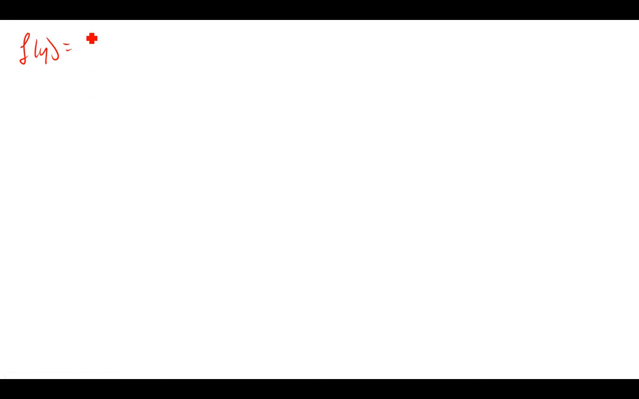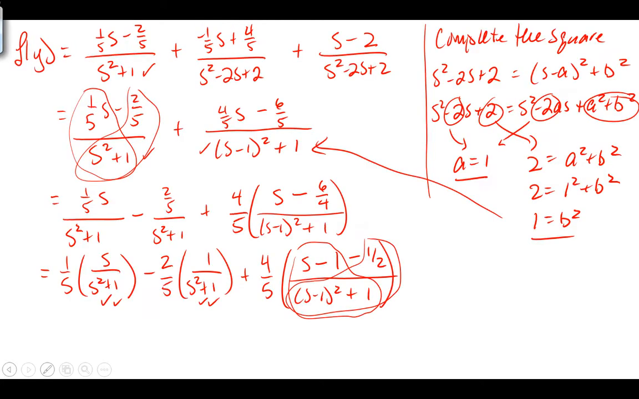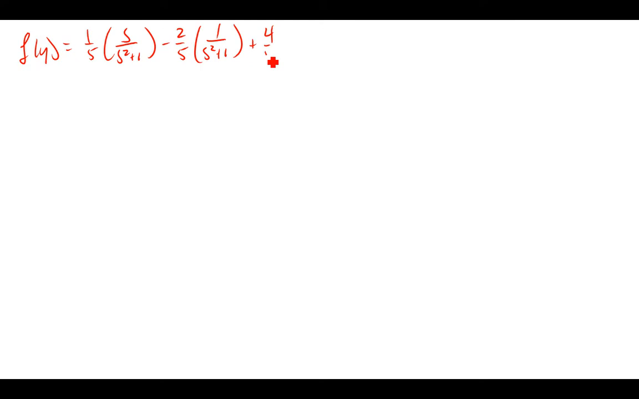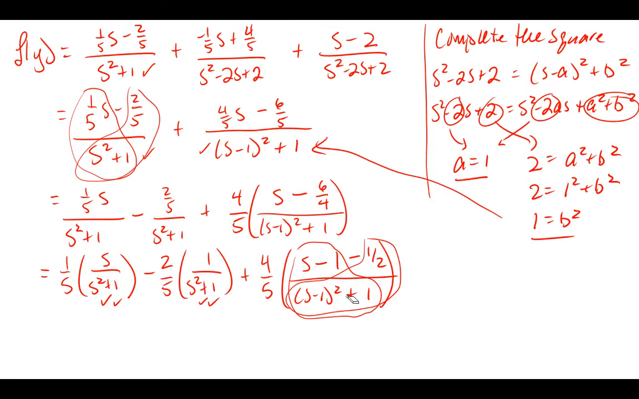So I have 1/5 s over s squared plus 1, and 2/5 1 over s squared plus 1. Okay, those are both good. Now this I'm splitting into two pieces, so they both have a 4/5 out in front though. So 4/5 s minus 1 over that. Alright, and then who's left over? I gotta just be careful here. So I have 4/5, negative 1/2 on top. Okay.